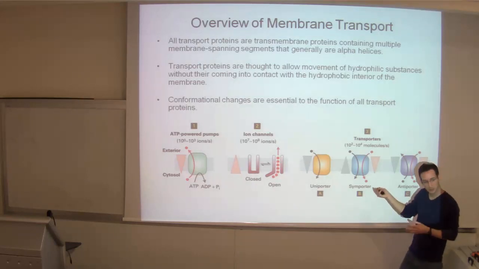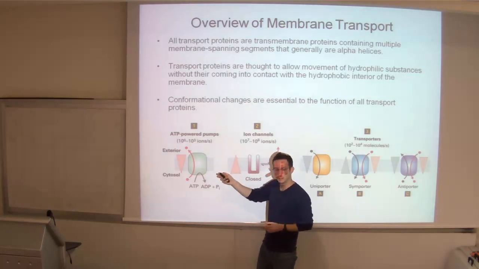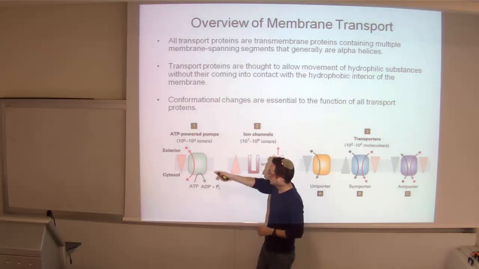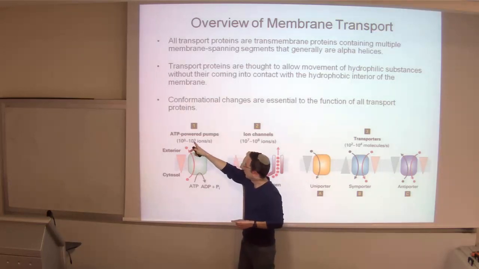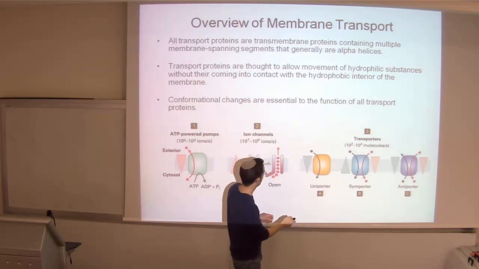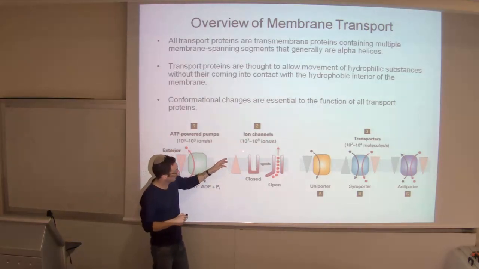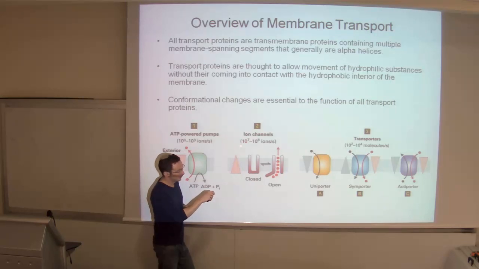We'll see each one of these in the chapter later on today, but for now, just appreciate the rate at which each transporter transports ions or other molecules. The ATP-powered pumps are the slowest. They can transport between a single ion and 1,000 ions per second, compared to ion channels, which can pass ions in a much more rapid way. They can pass 10 to the power of 7 or 8 ions per second.